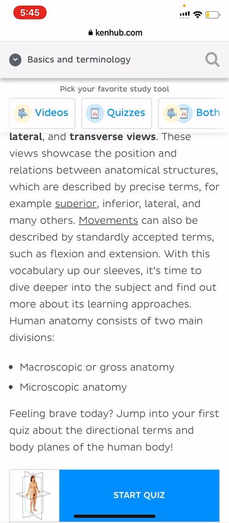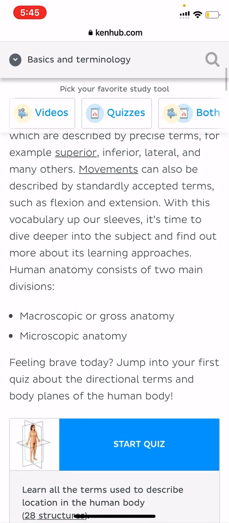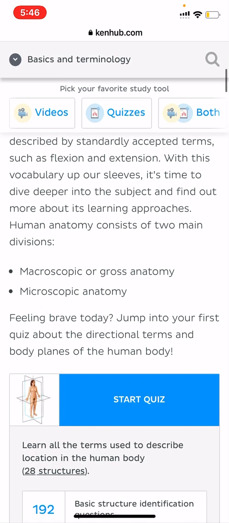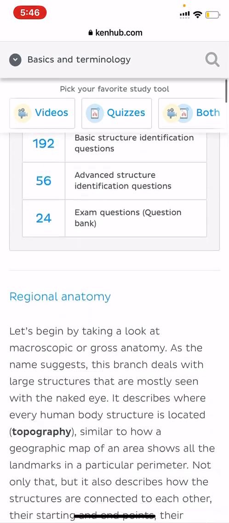Human anatomy consists of two main divisions: macroscopic or gross anatomy, and microscopic anatomy. Feeling brave today? Jump into your first quiz about the directional terms and body planes of the human body.